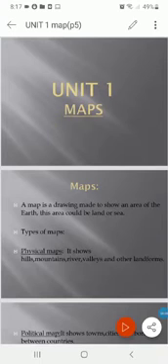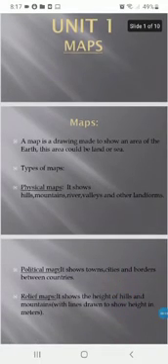Today we have done Unit 1 Map. First is the definition of map. A map is a drawing made to show an area of the earth. This area could be land or sea.